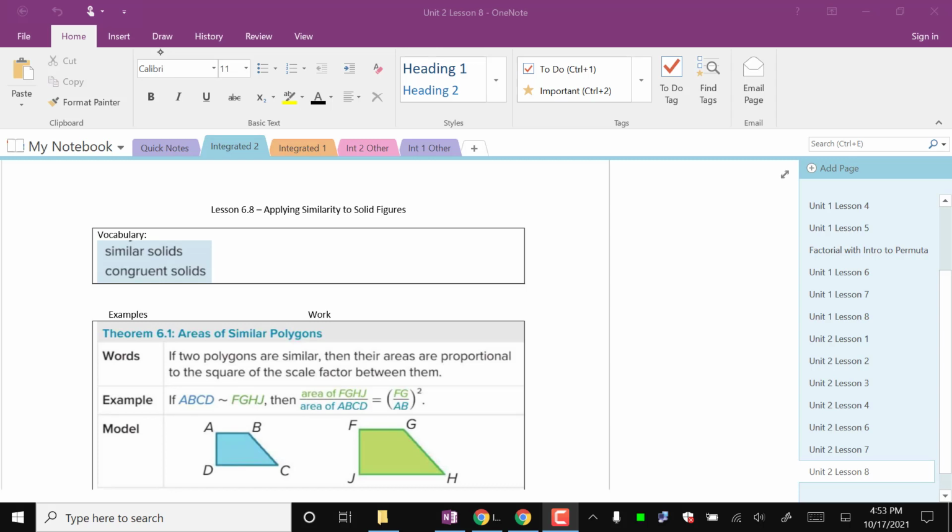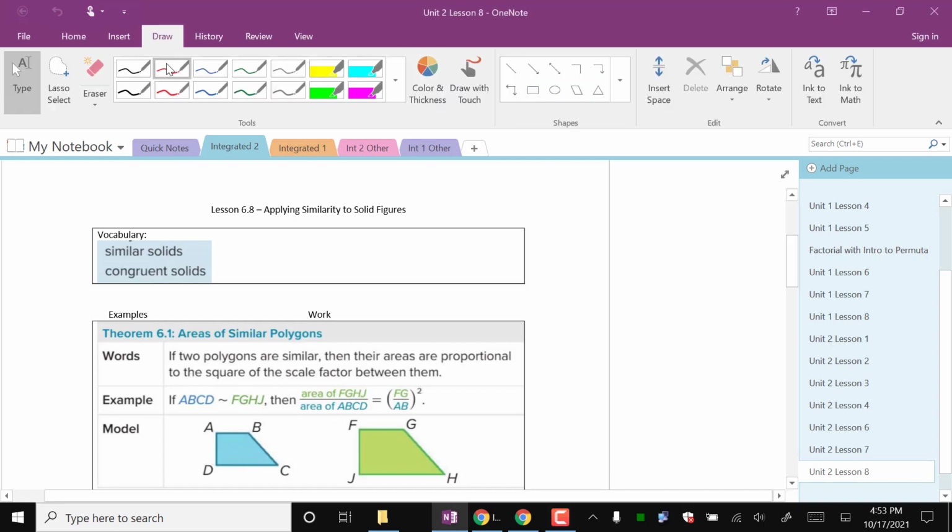Today we're going to be working on Unit 2, Lesson 8, Applying Similarity to Solid Figures. So we have two vocabulary words. Our first vocabulary word is similar solids. Our second one is congruent solids.